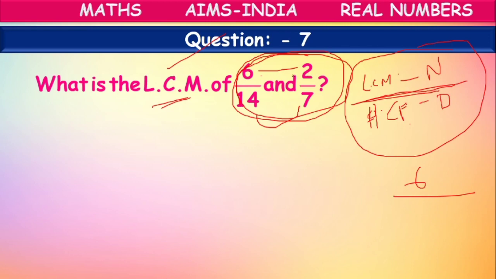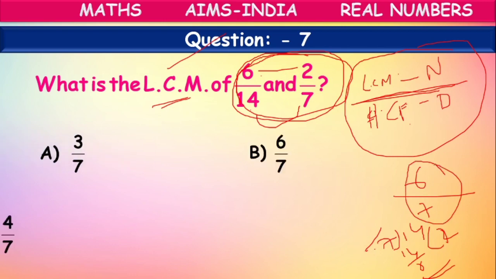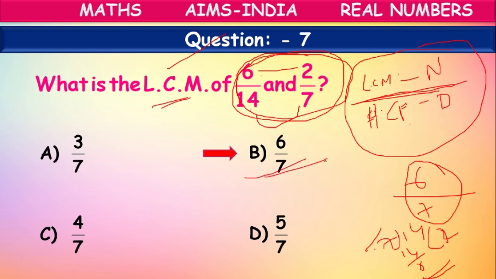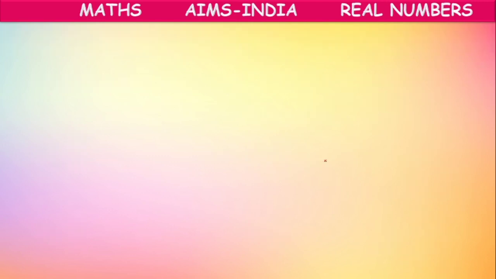LCM of 6 and 2 is 6 only. HCF of 7 and 14 will be 7, because if we divide 14 with 7, 7 twos are 14, we will get 0. So 7 is the HCF. So what is the answer, children? 6 by 7. 6 by 7 is the correct answer, the LCM of the given rational numbers.